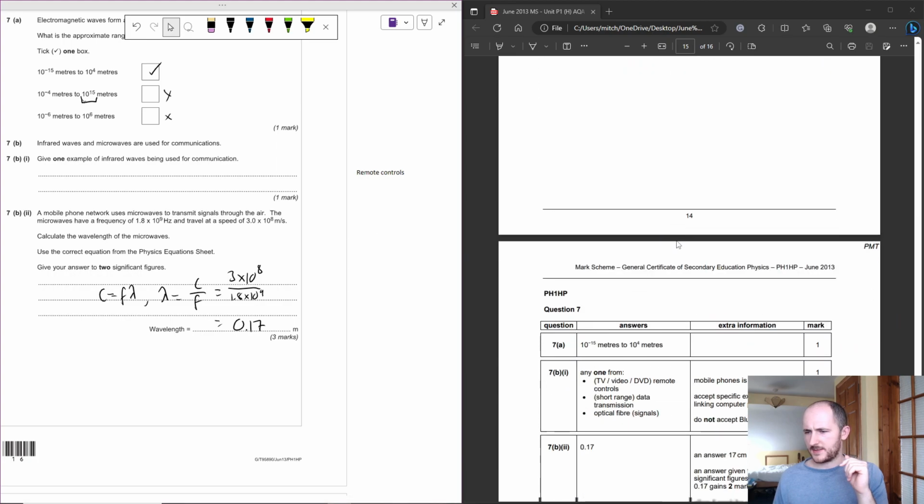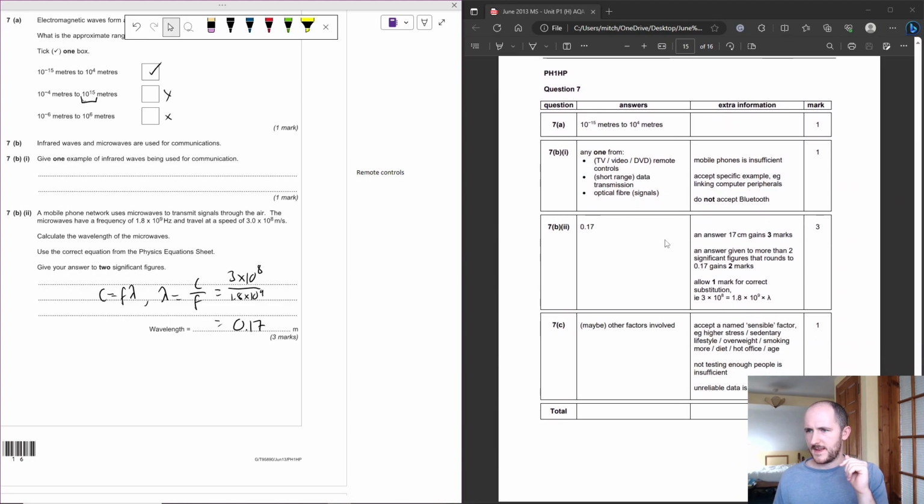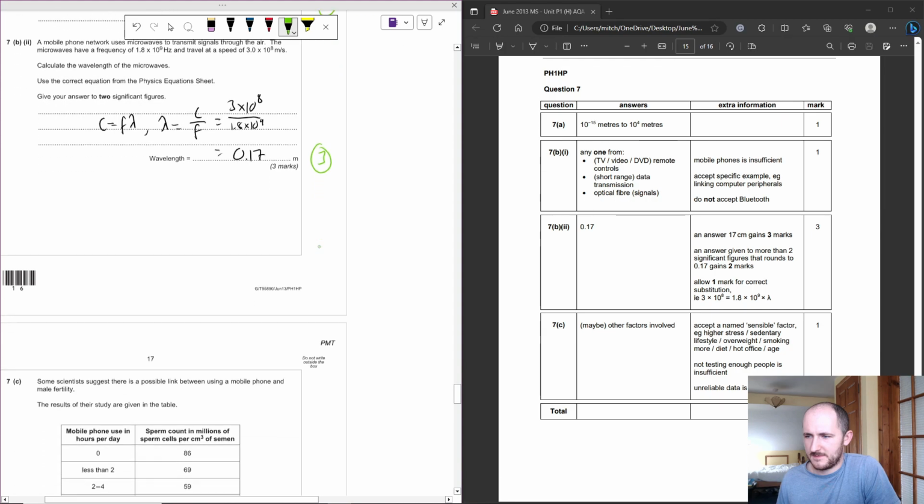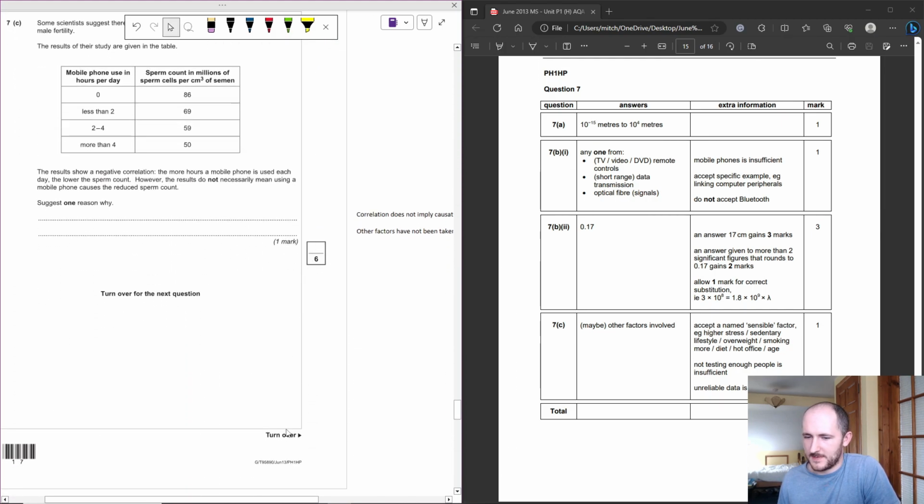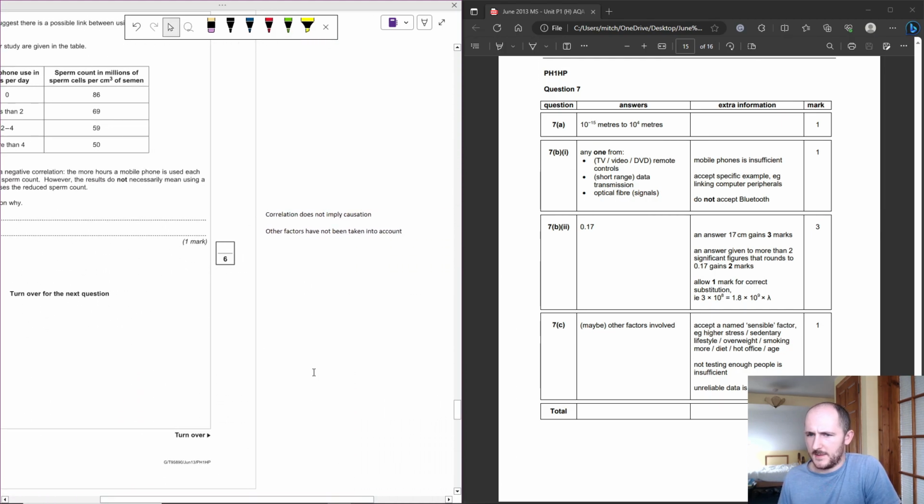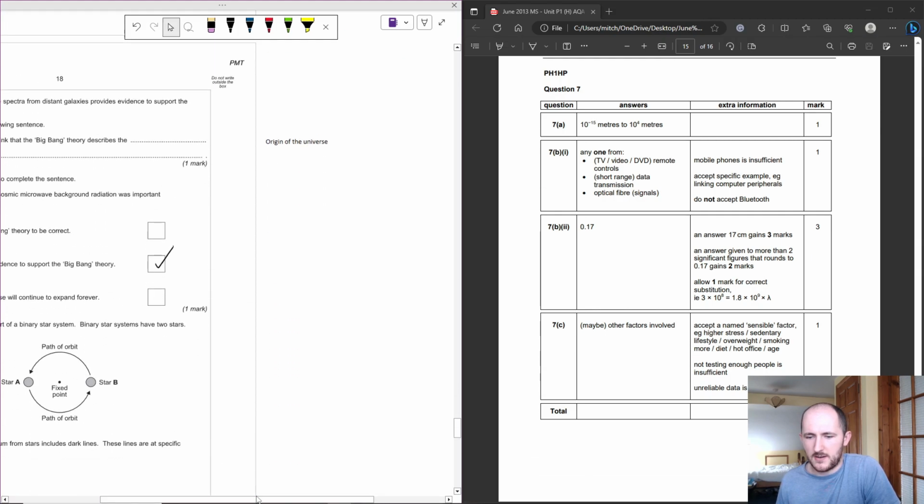I think this was the last question, right? Yeah. 10 to the minus 15. Yep, cool. So that's the one I did. Perfect. Remote controls. Okay. 0.17. Maybe other factors involved, or you can name a factor. Interesting. It's only 1 mark, yeah. What, 6 in that? No, there's another question. Alright. Oh, yeah. I forgot about this.